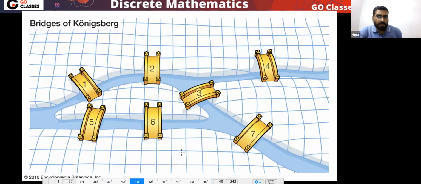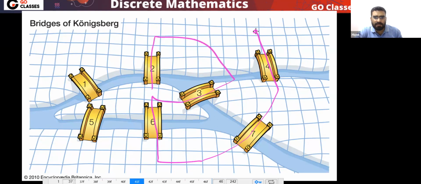So what is your task? Your task is to cross every bridge exactly once. For example, if you start here, then you have to cross this bridge exactly once, this bridge exactly once, this bridge exactly once, and this bridge exactly once.